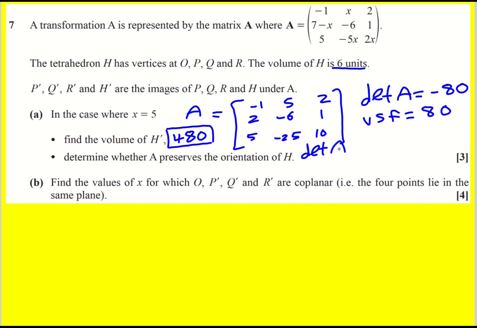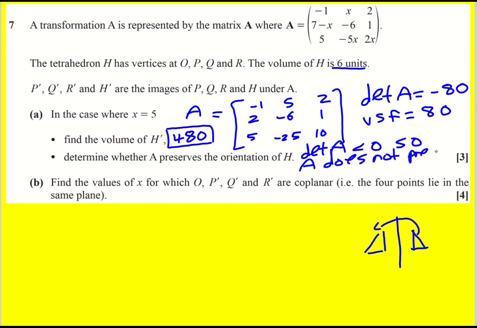The determinant, because it's less than 0, necessarily means it changes the orientation. It's like when you have a reflection, say in the y-axis. I'm working in 2D now, but if you do a reflection in the y-axis, then it's actually changing the orientation. The determinant would be less than 0. That's what it always means. So that's the determinant of A less than 0, so A does not preserve the orientation.